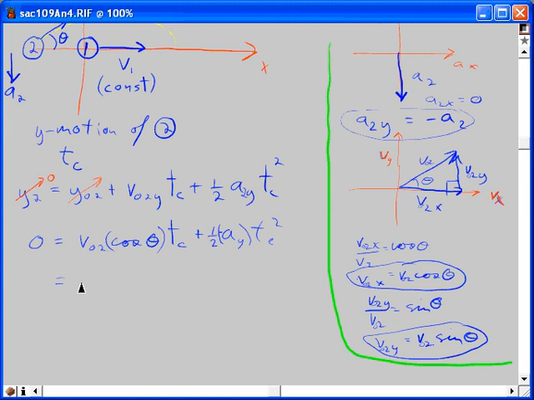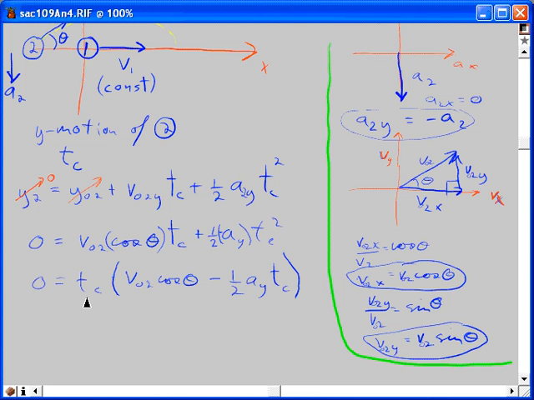I'm going to factor a Tc out, times v02 cosine of theta, plus, except I got a minus sign there, so I'll just write it as minus 1/2 Ay times, and factor just one Tc out, so I've got Tc left. Check that real quick. Multiply through, I get v02 cosine of theta times Tc, that's this term, plus negative 1/2 Ay Tc squared, and that's what I had up there, so we're okay.